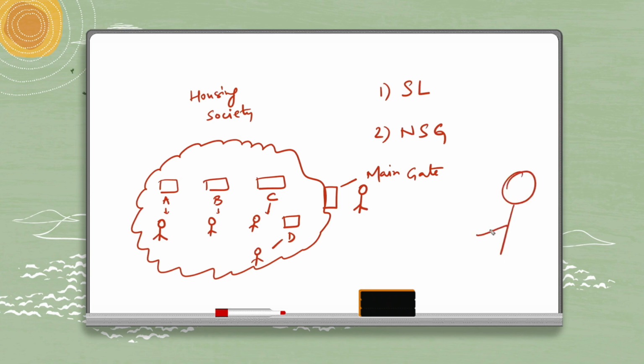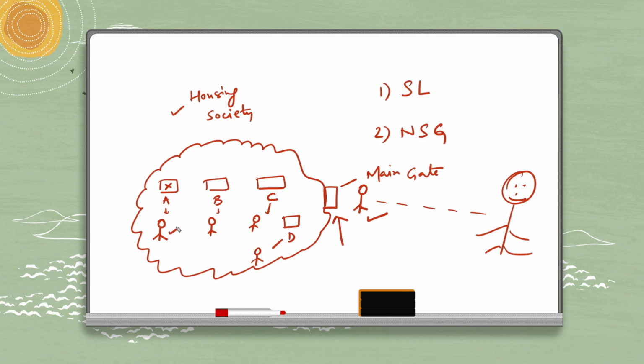Now, if there is traffic, in this case, traffic is a person because we are talking about a housing society. In order for the person to enter the housing society, this person needs to first cross this main gate, which means this person needs to be allowed by this main guard. And then let's say this person wants to go to house A. He has to be allowed by this particular guard as well.